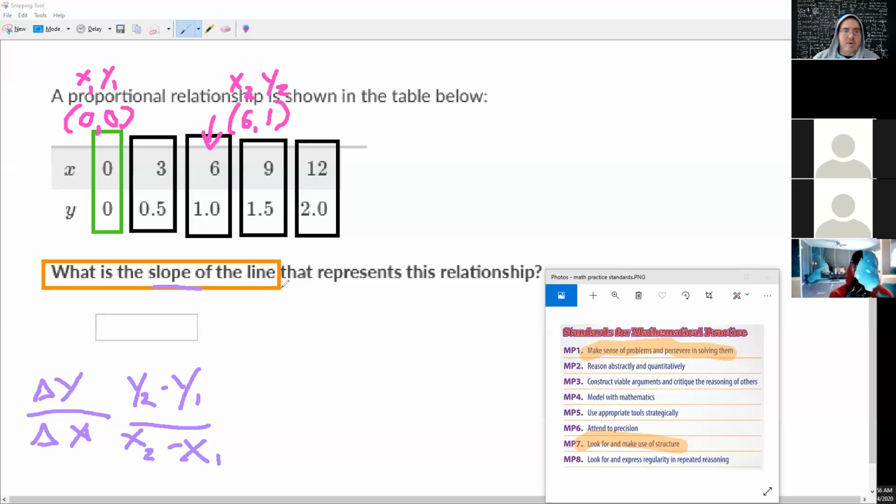So basically, we would have y2, which is 1, minus y1, which is 0, over x2, which is 6, minus x1, which is 0. That makes it so much easier. So your slope is 1/6.